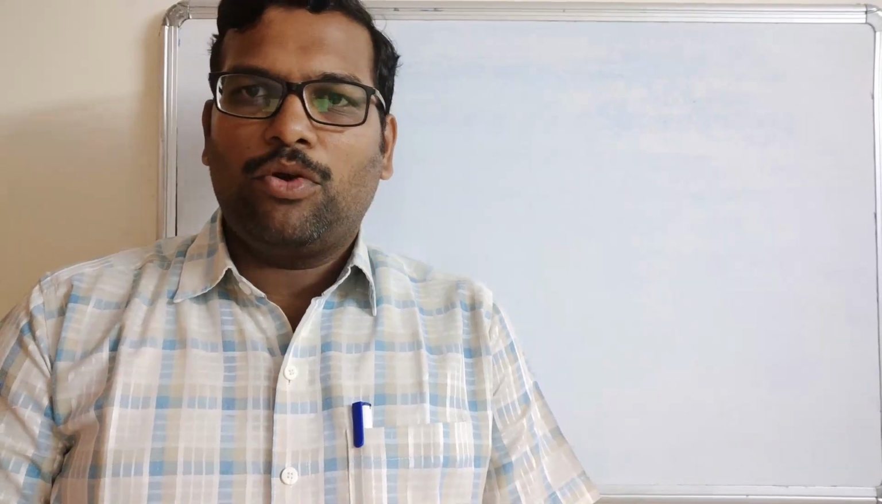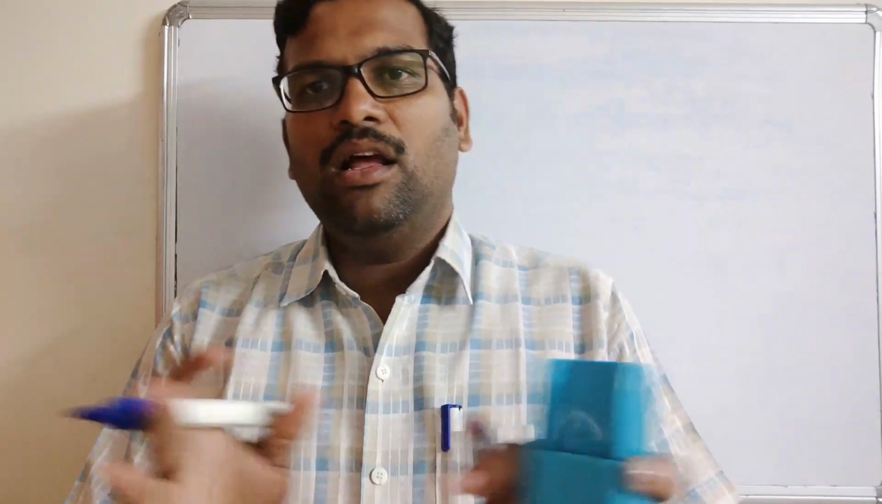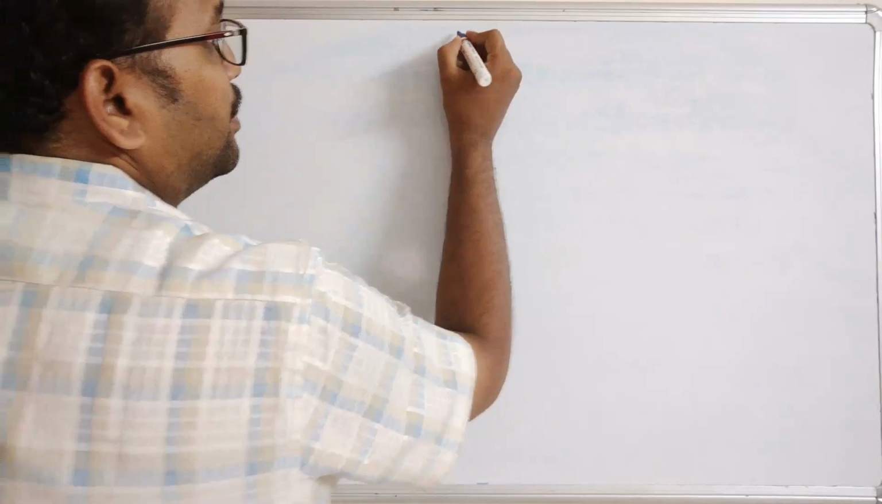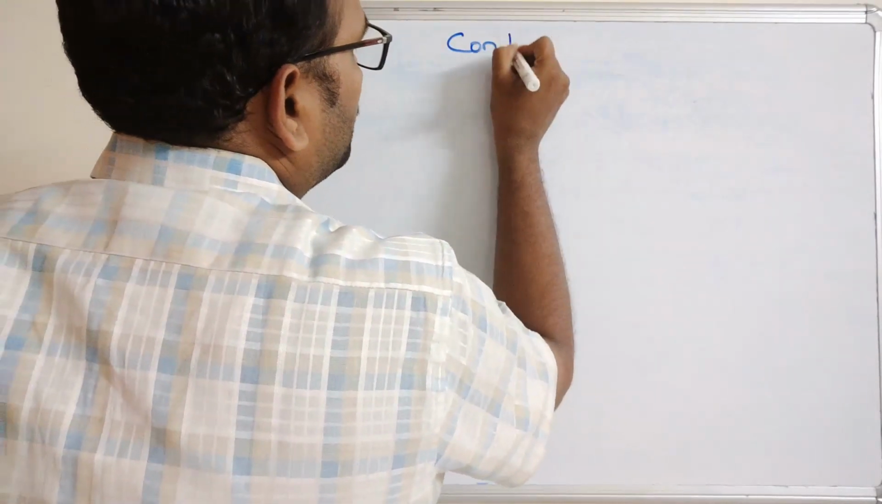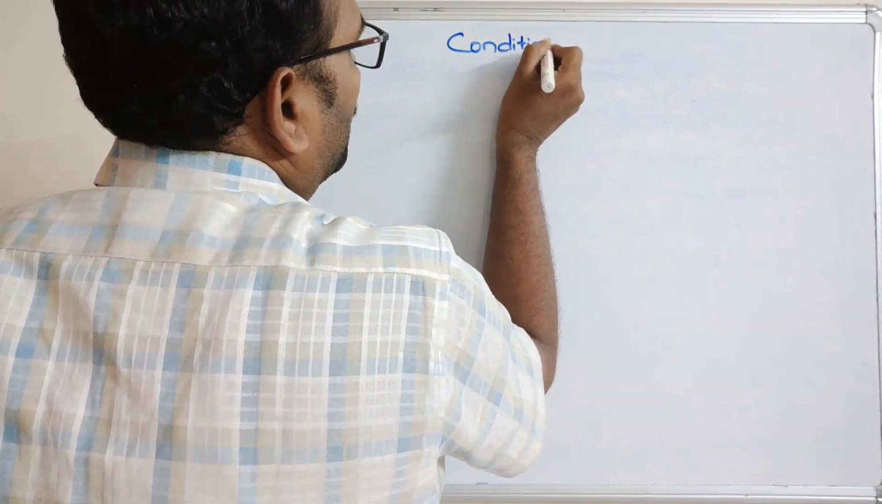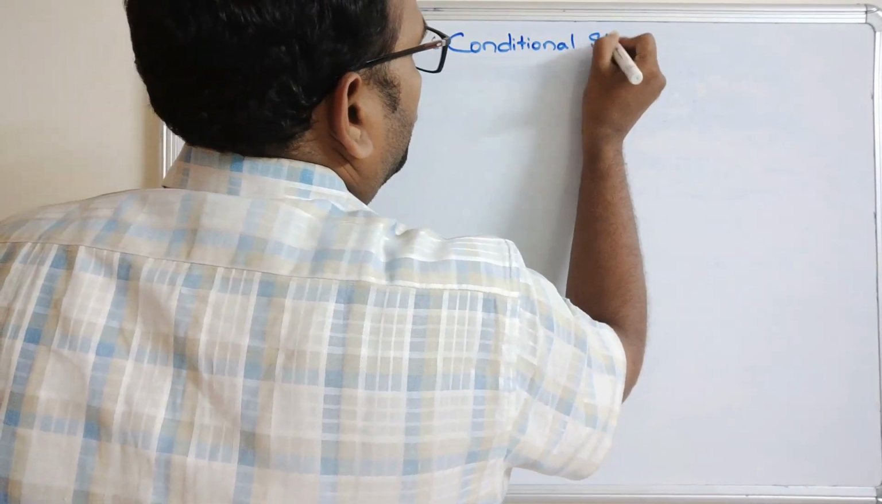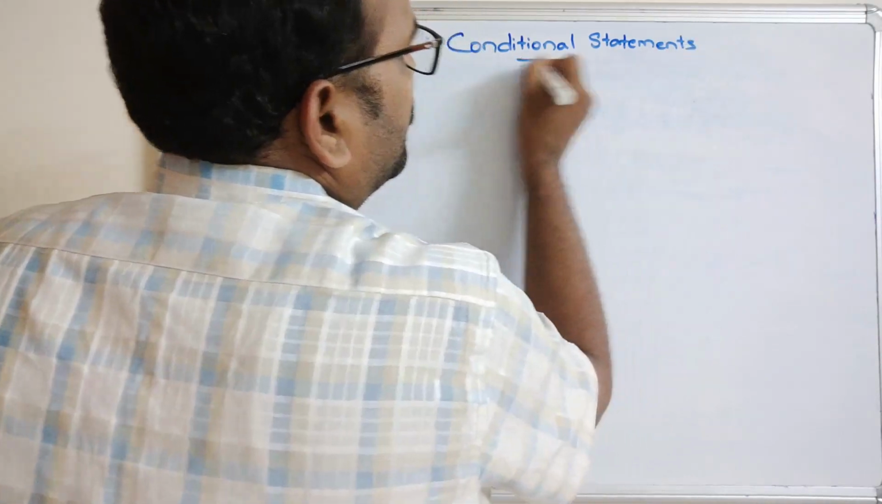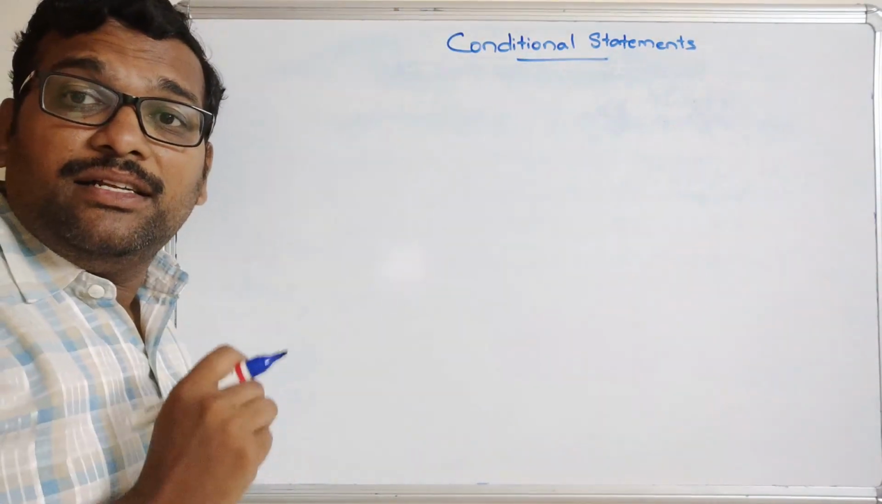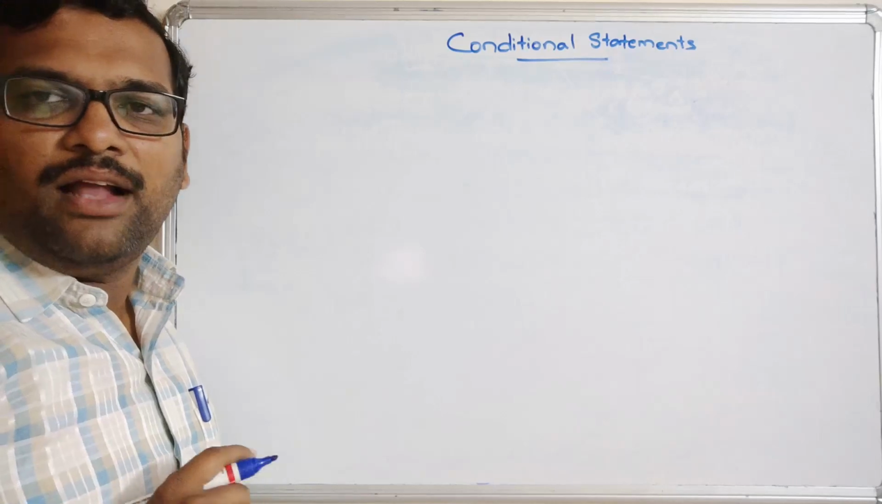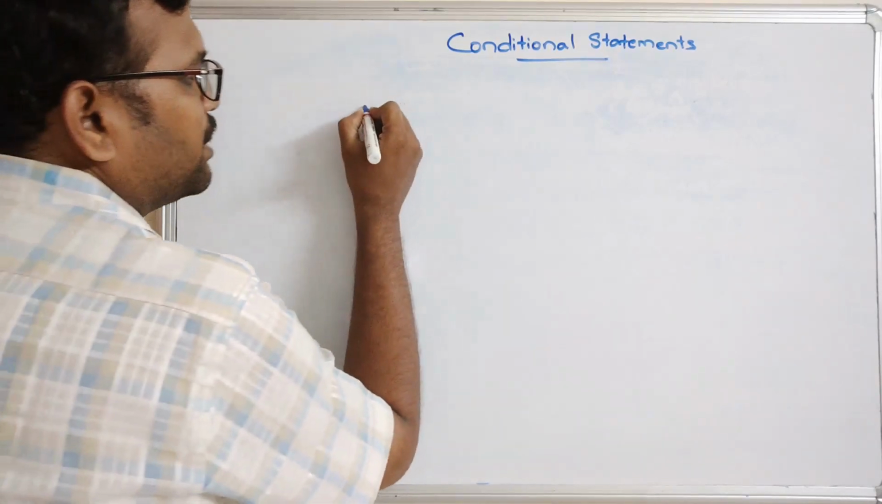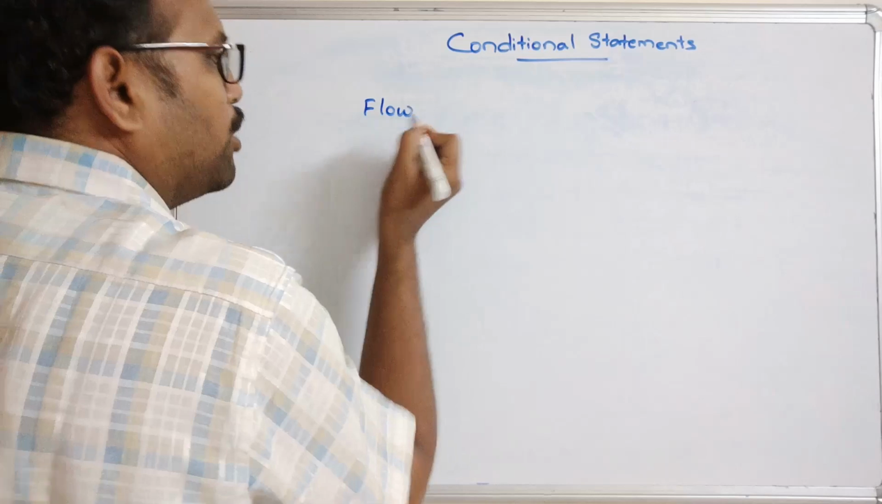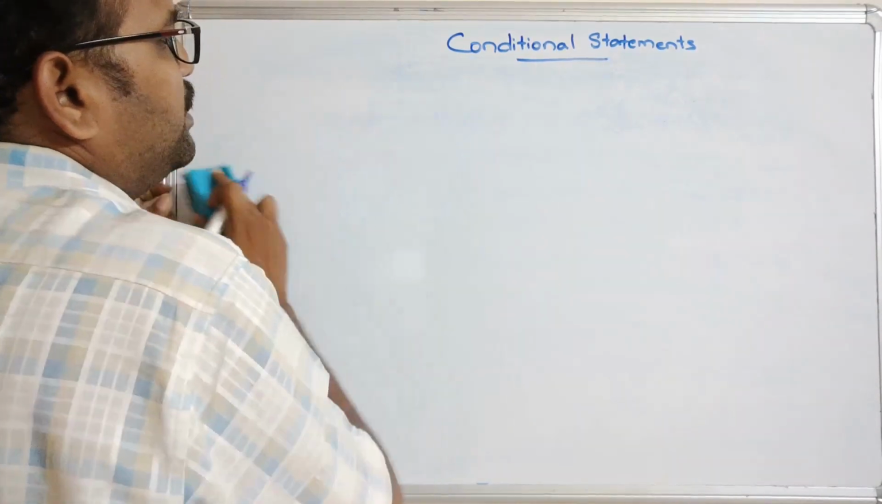So today we'll see one more concept in R programming, that is the control structures, and in that control structures now we'll see the conditional control structures. So today's topic is conditional statements in R. These conditional statements are one of the control structures in R programming. First of all, let us see about the flow of control, or control structures.